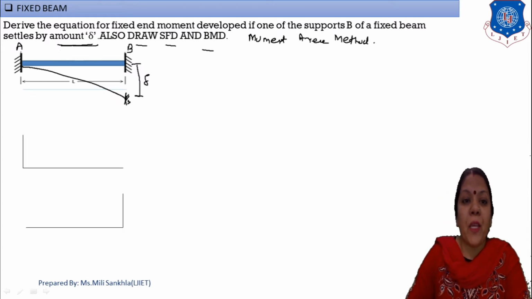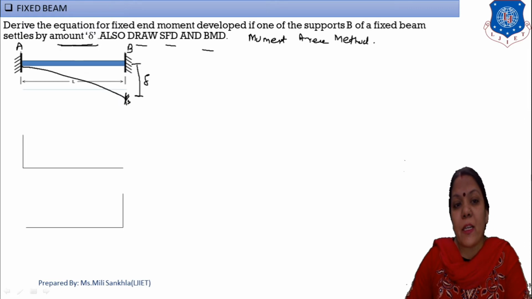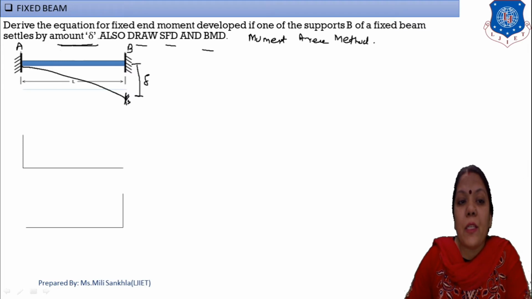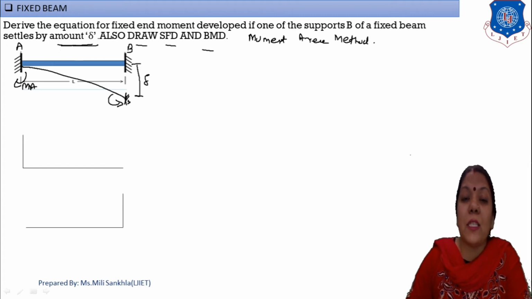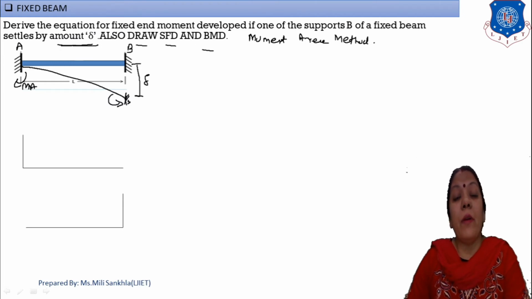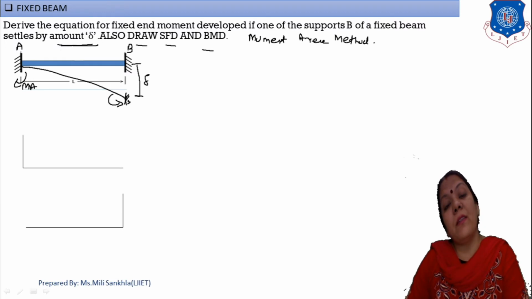Now one by one. Here support B settles by amount delta, so support B rotates in the clockwise direction. To resist this clockwise moment, our support B resists in the opposite direction, anti-clockwise, and to resist this anti-clockwise moment, support A rotates clockwise. This is my assumption only. It will depend on our final answer. If our final answers are opposite, then we consider these answers and change this assumed direction.